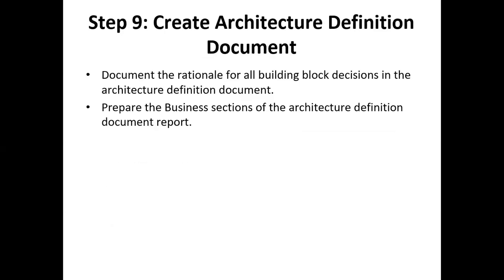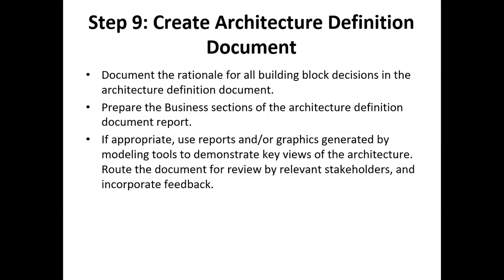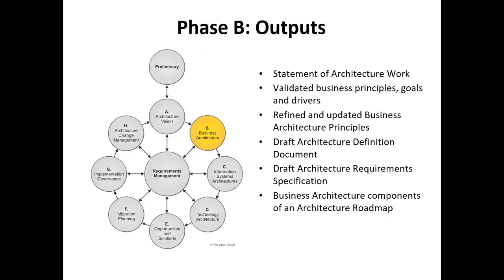Now 9, create the architecture definition document. We learned about architecture definition document already. I'm going to give you some examples also now. Before that, what are the outputs in phase B? These are the outputs. Statement of work, the business architecture principle, the requirements, all these are the outputs. The statement of work was already there in place in phase A. Will we update it again? Well, statement of architecture work is a contract which you already signed, correct? You don't have to update.